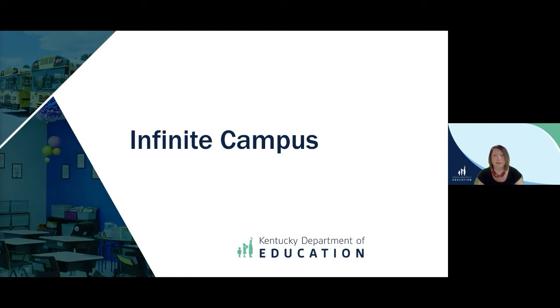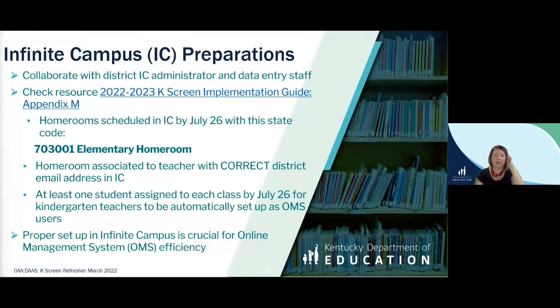Now that we've looked at the K-Screener itself, let's take a look at Infinite Campus. In order for the Brigance data to be entered into the online management system, Infinite Campus information must be set up correctly. Data files are extracted from Infinite Campus and create files in the OMS for student assignment and assessment data. It is very important for communication and collaboration to happen between your district IC contact, the person that will enter the new kindergarten data into Infinite Campus, and you to ensure things are set up correctly from the beginning. This will save a lot of time and stress during the screening window.